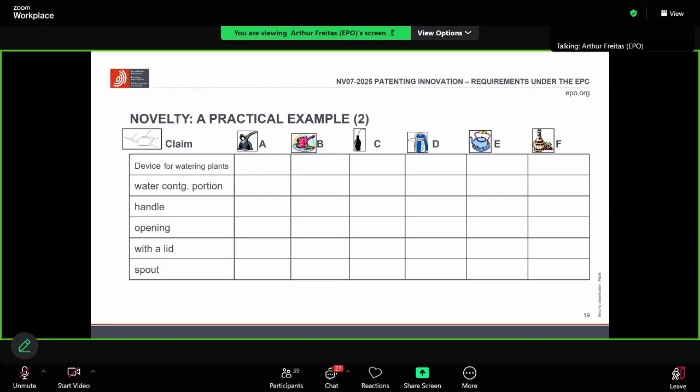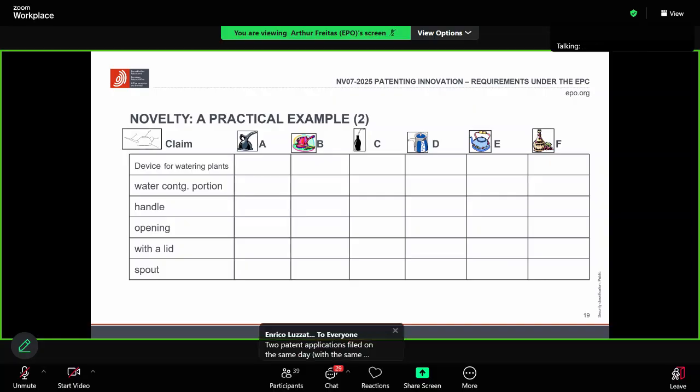Okay, so the first feature is a device for watering plants. Let's check document A. Document A is an oil dispenser. Is it a device for watering plants? What do you guys think? Feel free to type in the chat. What do you think? Is it a device for watering plants? We have an oil dispenser here. Yes or no? Yes, and I see that some people have a very good intuition there.